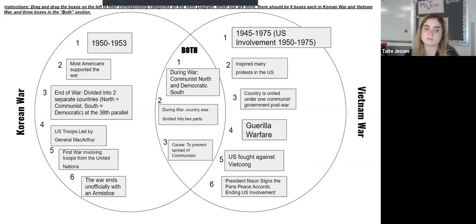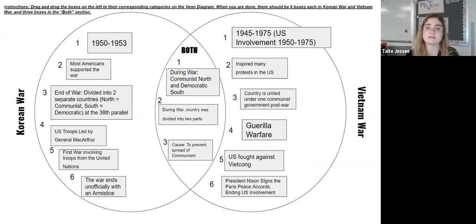Okay, most Americans did support Korea, so that's a major difference. The type of war is also pretty different, guerrilla warfare versus more organized warfare. And then you need to know that at the end of Vietnam, Vietnam was united under one communist government. Korea was split in half. And then the armistice versus the peace agreement. Okay, so hopefully you got a good picture of the similarities and differences with the two wars.